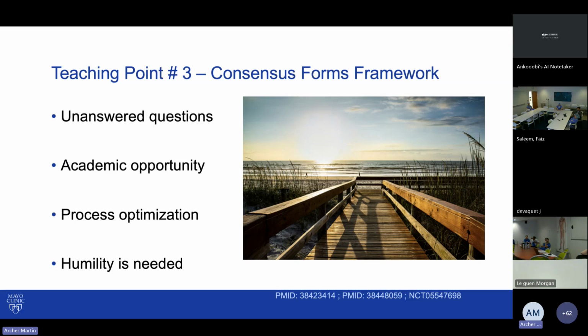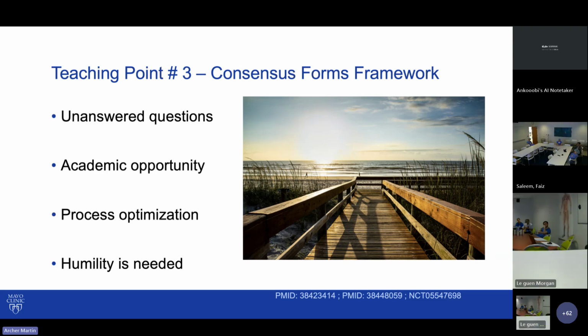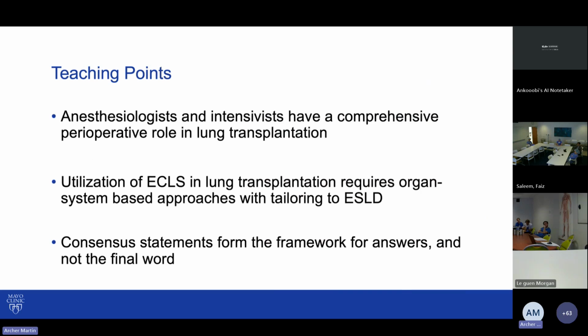I will say that there are some efforts to answer some of these questions. If you look down here at the bottom of the screen, there are 2 PubMed IDs. These are of 2 RCTs that are ongoing for the use of ECMO in lung transplantation. And there's also a registered trial as well, which you can also see the number of. I encourage you to look these up, to look at the design, to ask questions about them, and look forward to the results that come from them.